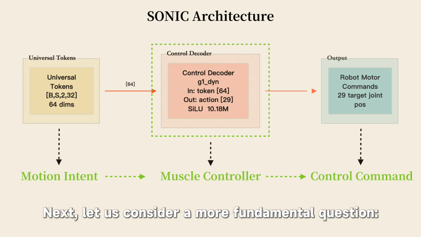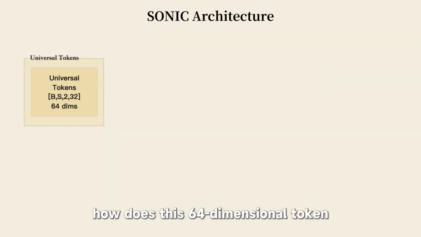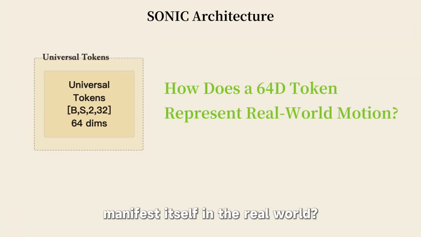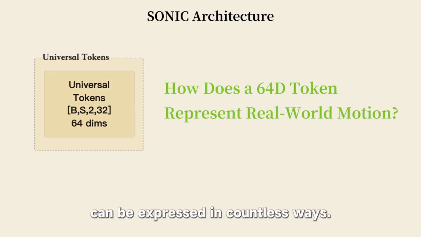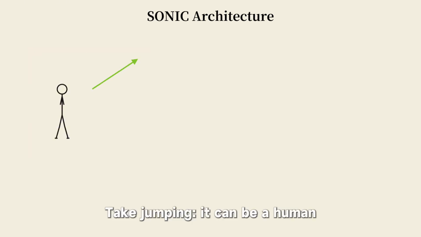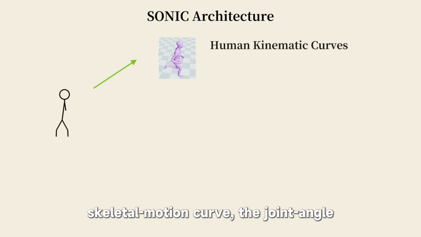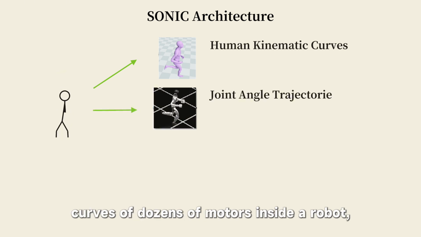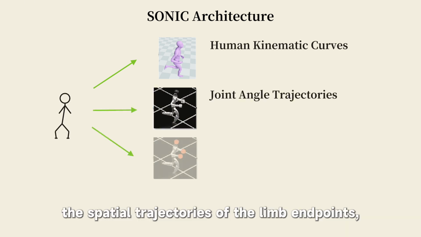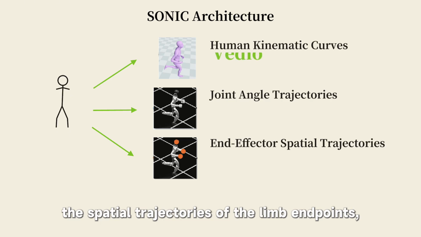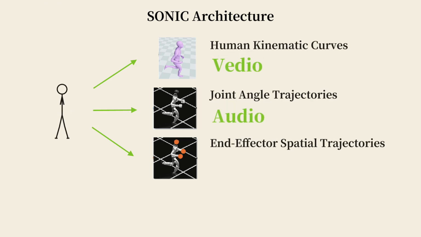Next, let us consider a more fundamental question: how does the 64-dimensional token manifest itself in the real world? The same motion intent can be expressed in countless ways. Take jumping. It can be a human skeletal motion curve, the joint angle curves of dozens of motors inside a robot, the spatial trajectories of the limb endpoints, a video or audio clip, or simply the word jump.